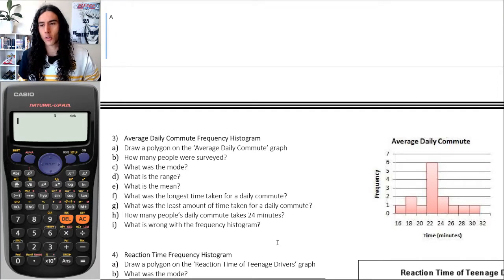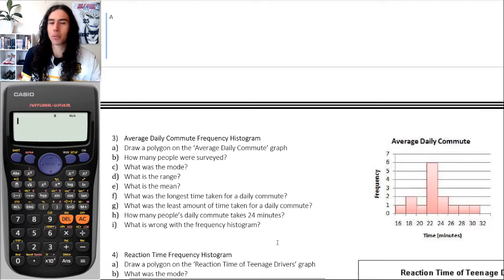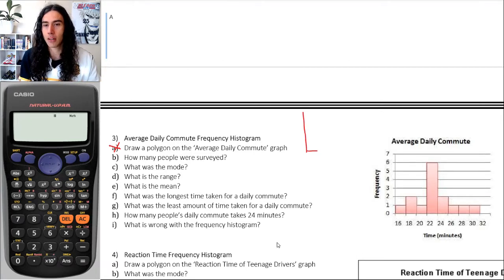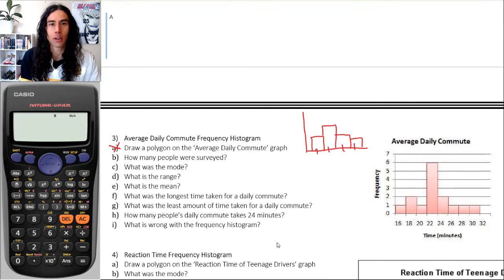First thing it asks us to do is to draw a polygon, except this is the wrong type of graph. Histograms are meant to have a little gap for you to draw the polygon. So like the first column like that, second column kind of like this. And then with the polygon, you're meant to go from right in the corner to the middle of each one, and down to finish. That's the way it's meant to be done. So they've given you a bad graph there, so you're going to skip A.